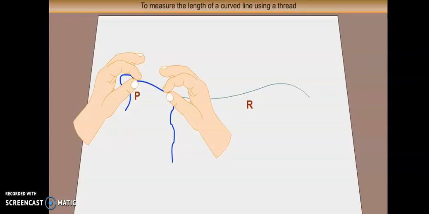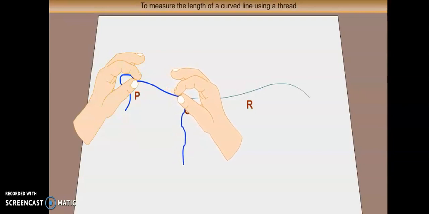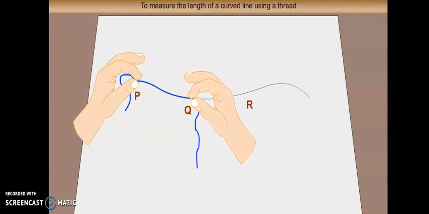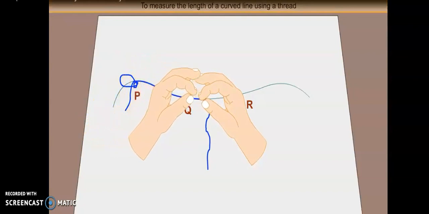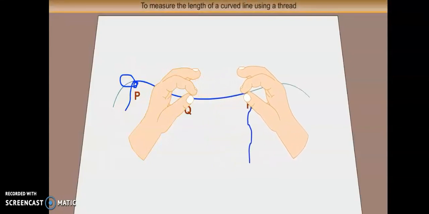Hold the initial NP of the thread with one of your thumbs. Put a small part of the thread along the line and leaving the initial NP, hold the other end of this small part Q with the thumb. Holding the point Q, put a small part of the thread along the curved line up to the point, say R.